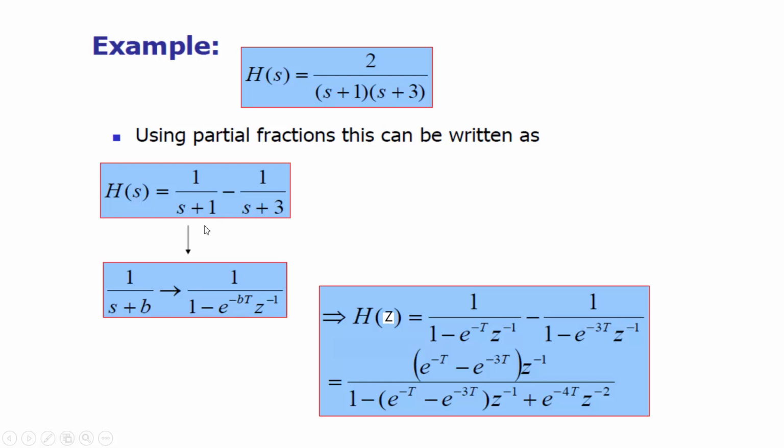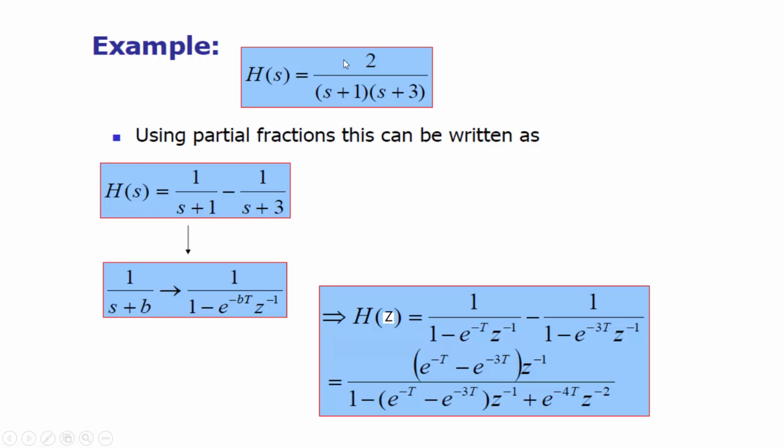So here my b is 1, right? In that case, H(z) will be 1 over 1 minus e to the power minus T z to the power minus 1. This is for the first term, and minus 1 over 1 minus e to the power minus 3T z to the power minus 1, because b is 3 here. Now we take the LCM and we try to solve it further. We will be able to get this transfer function in the Z domain.